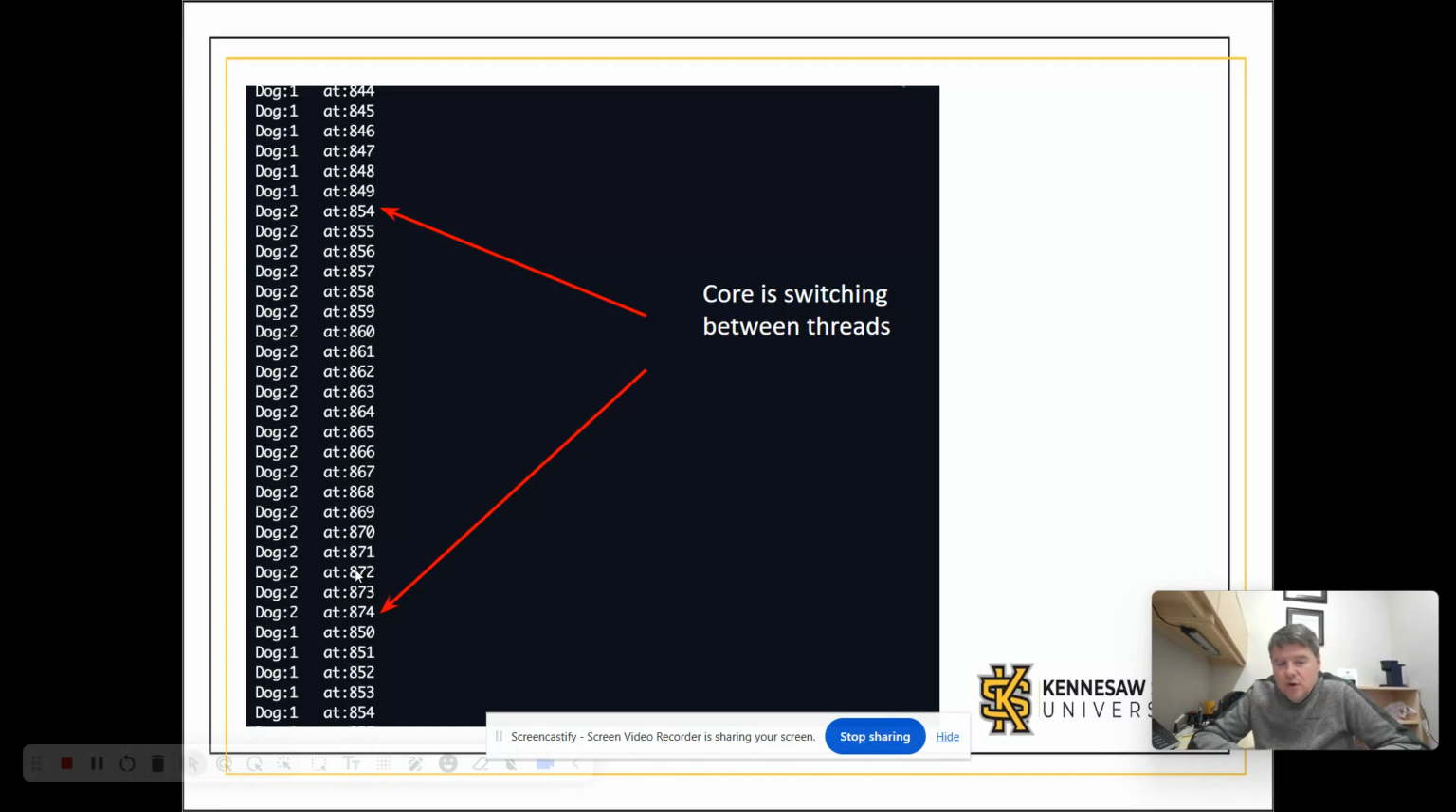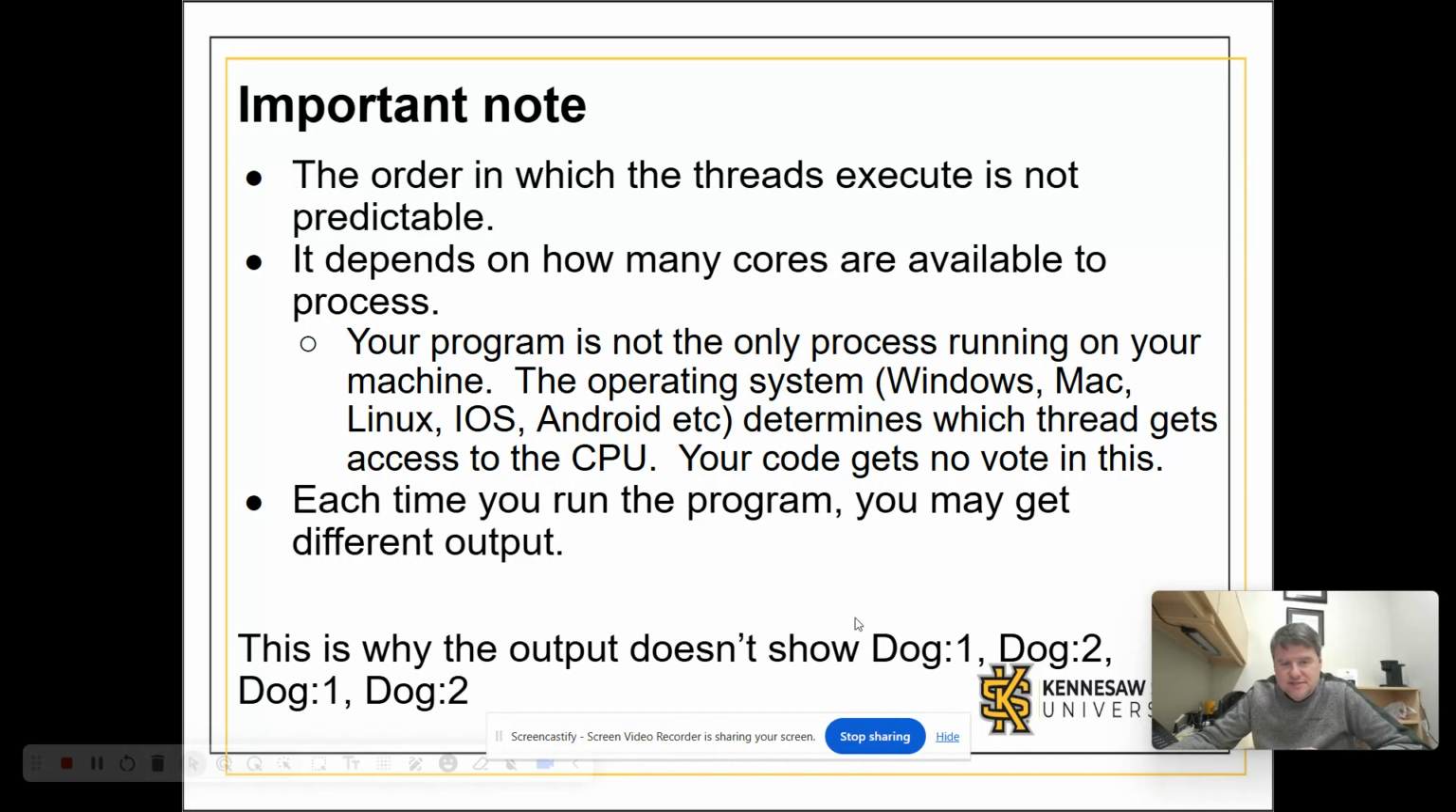In this example, we're assuming that we're seeing a lot of D1 and then a lot of D2 and then a lot of D1. And that is actually what's probably going to happen most of the time, for reasons that I'm going to explain here in just a second.